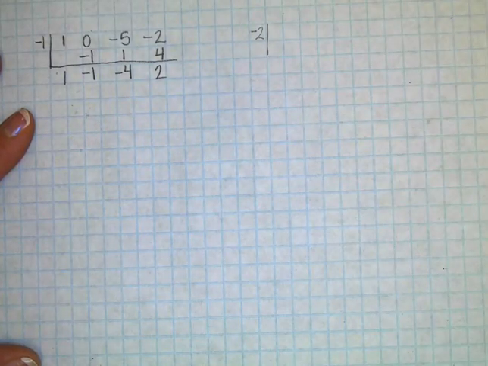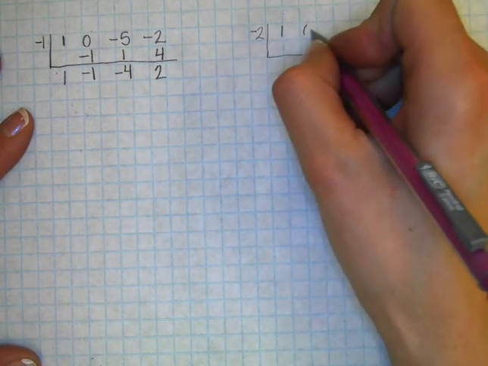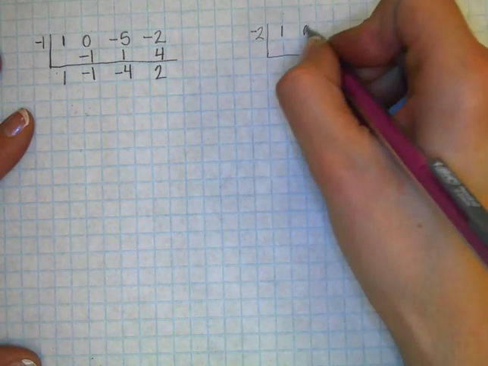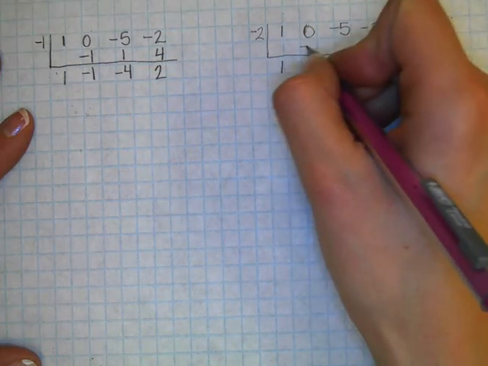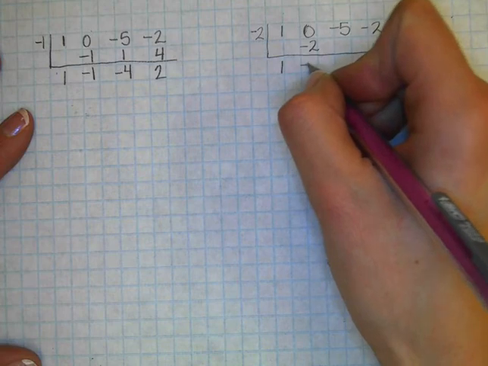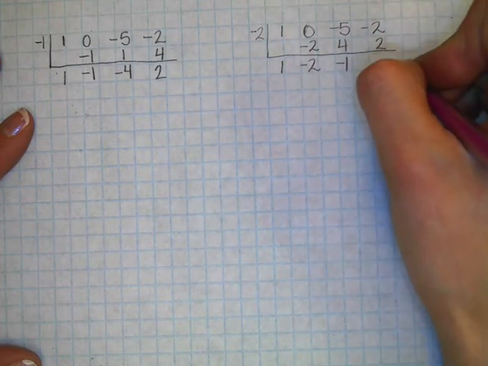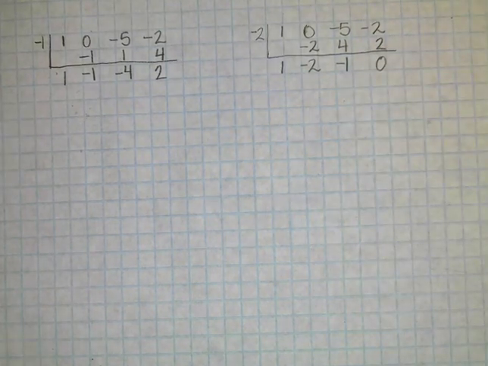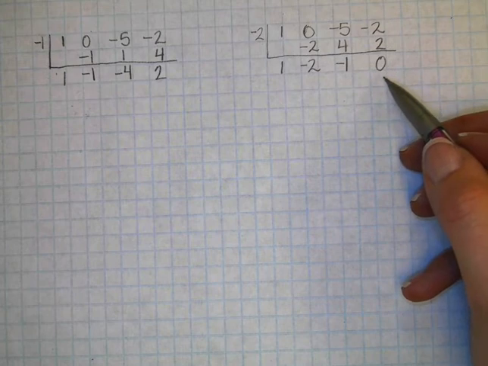Again, still from that quotient. 1, 0, -5, -2. We get 1, -2, -2, 4, -1, 2, 0. And we finally have gotten another 0. -2 is also 0, as well as 5.